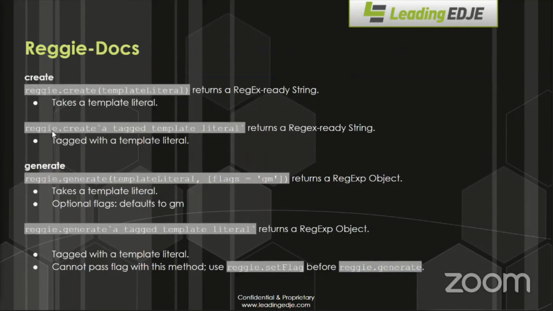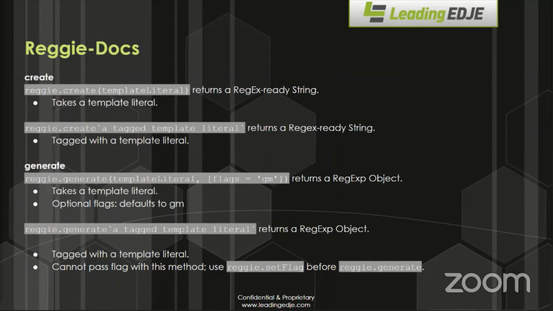Okay, so then Regidocs has basically 4 patterns in it. Two major categories: we've got the create and we've got the generate. Create returns that regex-ready string that you can execute. So just like with any other regex in JavaScript, where you pass it a string, that's what we're doing here. We're creating that string, but we're creating a string that becomes readable.